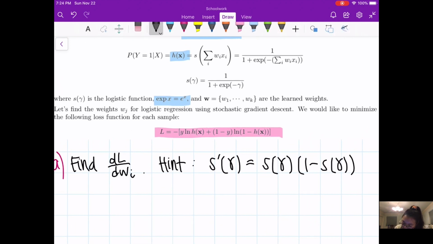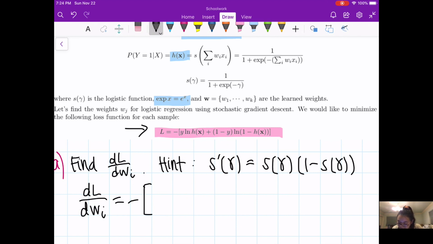So we have our loss function right here, and we can get the derivative. Let me start writing it out. We have dL over dwi, and that will be equal to, I'm just going to keep the negative sign. Okay, so the first term we have is y natural log of h of x. What we can do is use the chain rule.